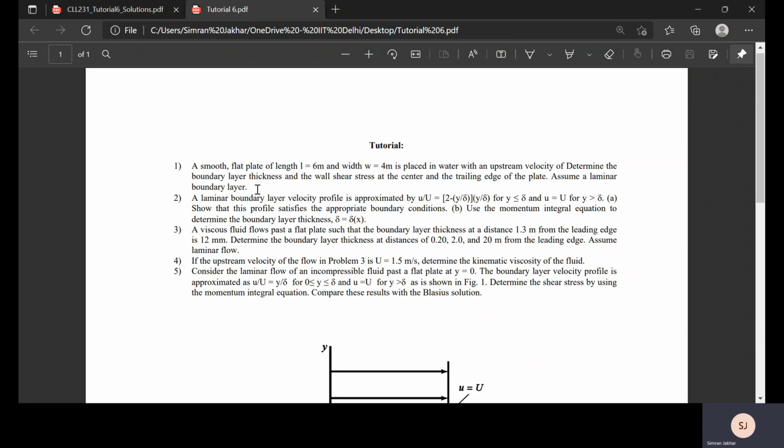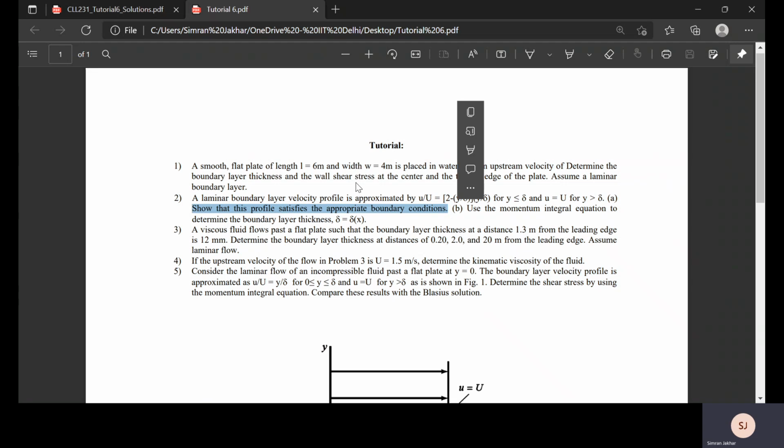So now moving to the second problem. Here the laminar boundary layer velocity profile is given to us. For y less than or equal to delta, the velocity expression is given, and for y greater than delta, the velocity will be constant, that is equal to U, which is the free stream velocity. In this problem, we have to show that this velocity profile satisfies the appropriate boundary conditions.